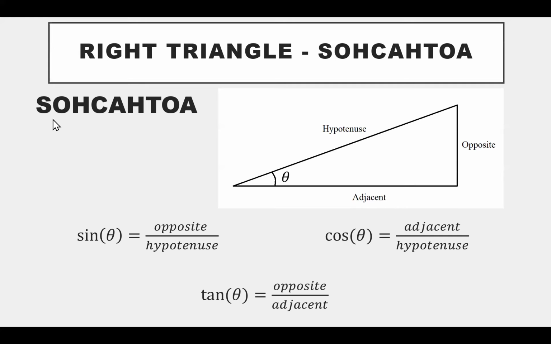That's where we get this mnemonic. SOH means sine is opposite over hypotenuse. CAH means cosine is adjacent over hypotenuse. TOA means tangent is opposite over adjacent. Again, this is how sine, cosine, and tangent of an angle are defined within a right triangle.